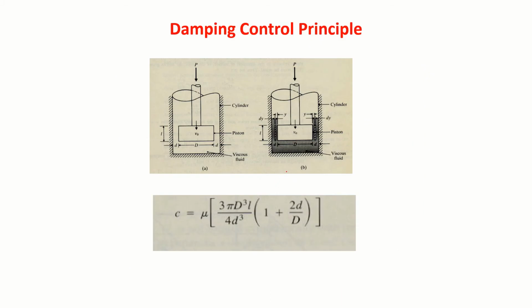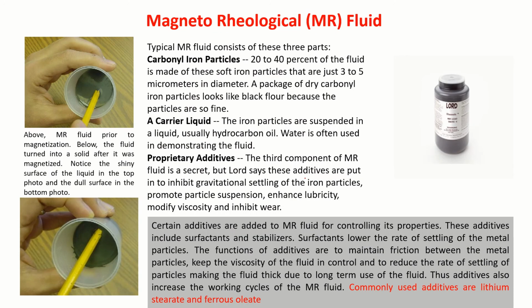So I already told you how the damping effect happens and the damping coefficient model. Many technologies are available to vary the damping coefficient depending on the requirement. One of them is Magneto Rheological fluid. They call it MR fluid.